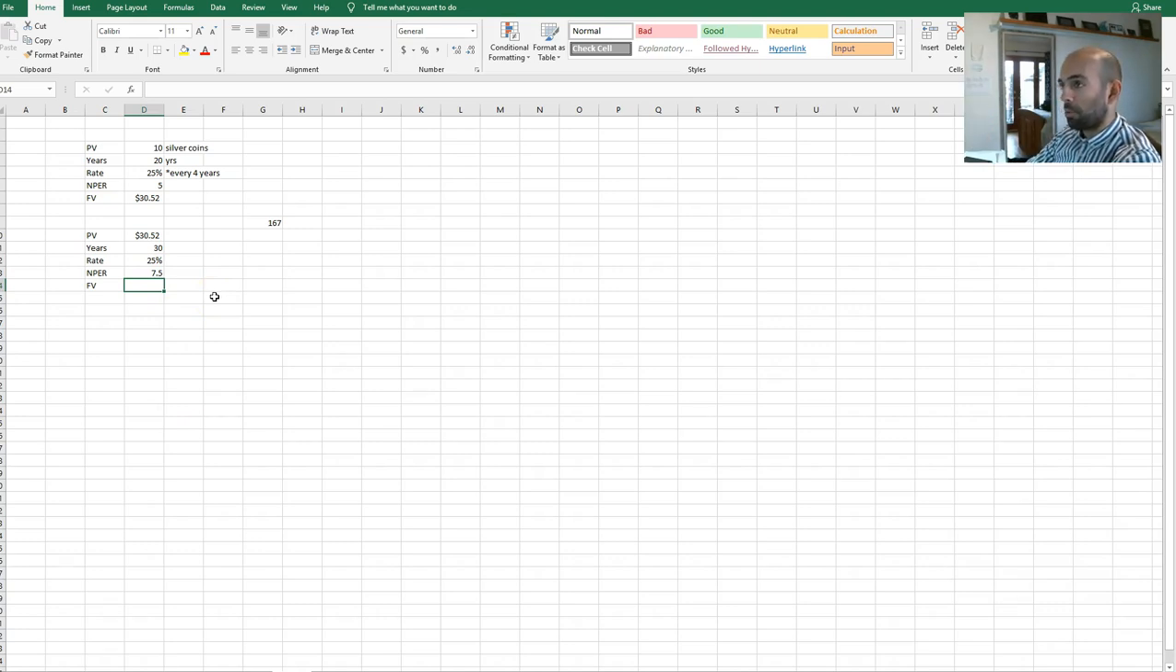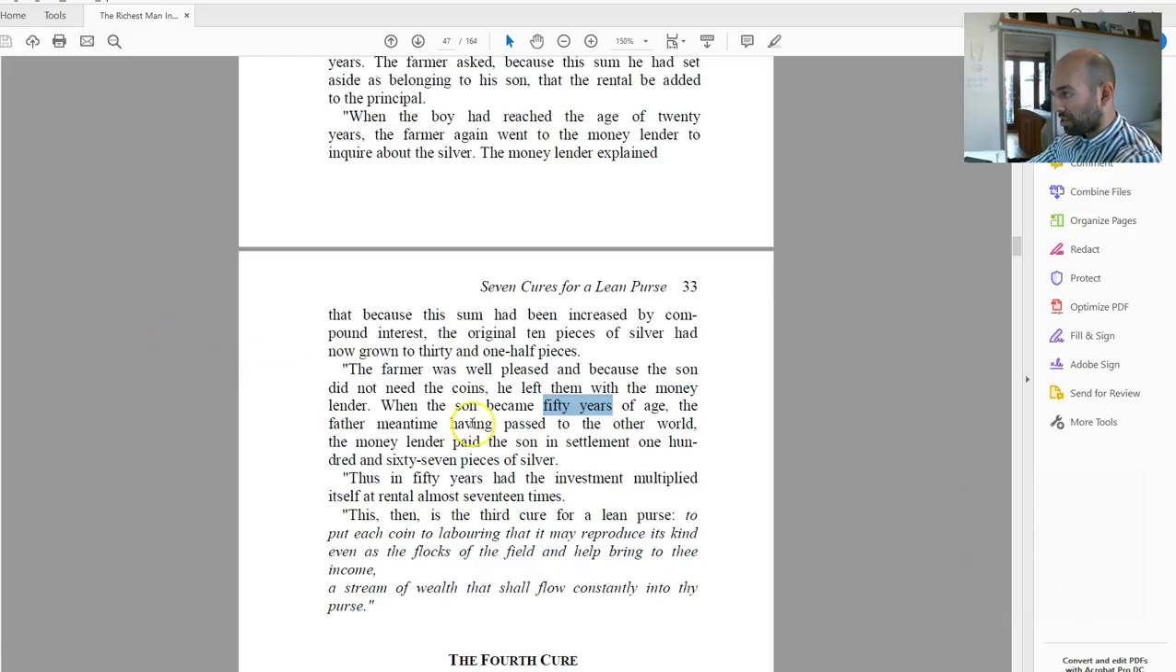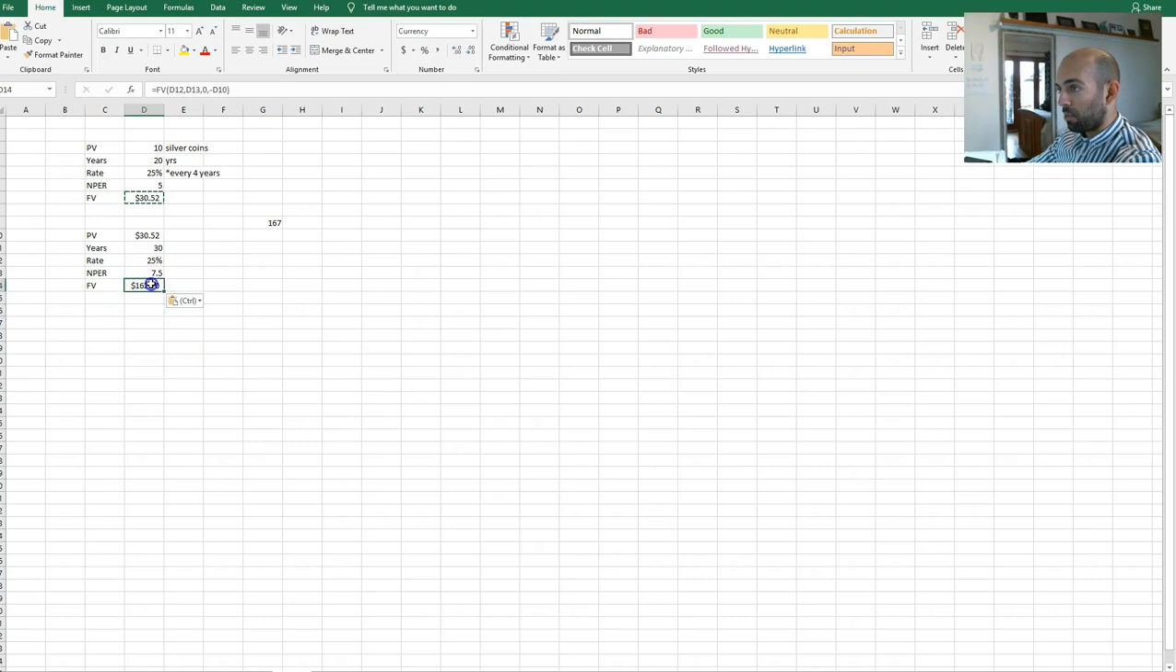So now we use the same formula. You can actually do Control-C here and just do Control-V. And we see we're getting to 162.7, so it's pretty actually close. It's not exact. 167 pieces of silver, but that should be what it is.